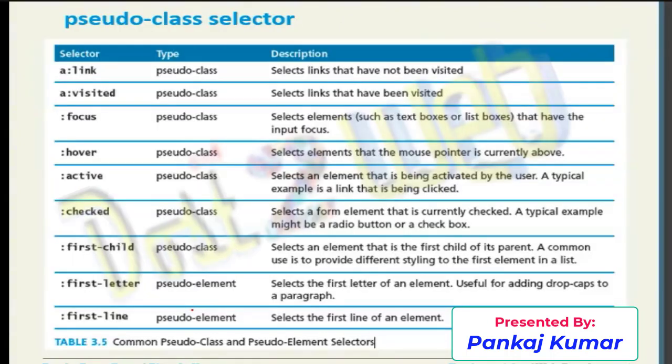These are the selector types you have for the pseudo class selector. Colon link: just now we said that means the link has not been visited. Colon visited means it has been visited. Colon focus means you are going to focus on a particular element, such as input focus. Colon hover is your mouse over effect, and colon active is whether the element is active by the user. Next, for checked, first child, first letter, and first line, you can define them as per your need in the HTML page.